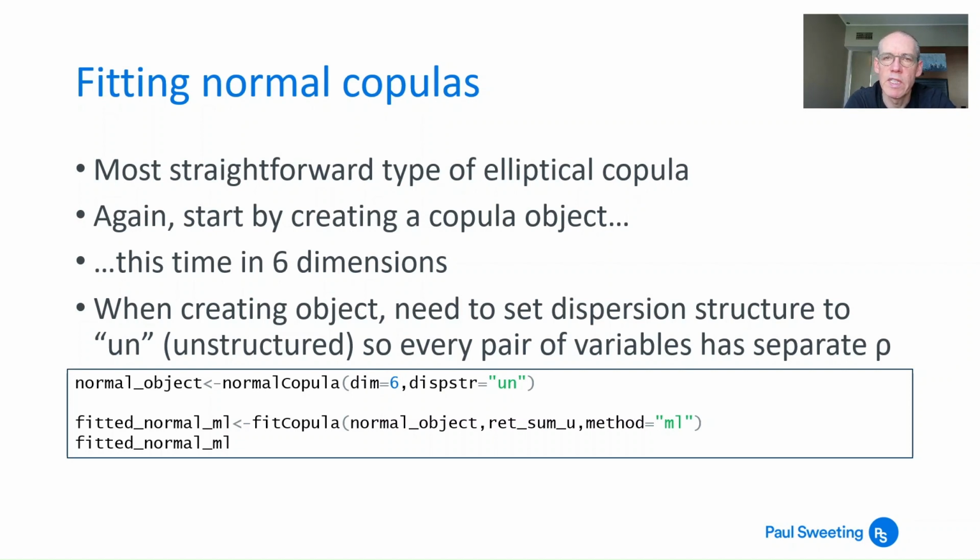We then just use fitted normal ml as the name of our results, and into this we put fit copula, which is the command we use, and inside that normal object, which tells us it's that normal copula object we just created as the framework that we're going to use, ret sum u, which if you'll remember is the data that we created, they are uniform distributions, and we don't need to specify the columns here because we're using all 6 columns. And then again, method equals ml, that means we're using the maximum likelihood method. And again, showing the results as fitted normal ml.